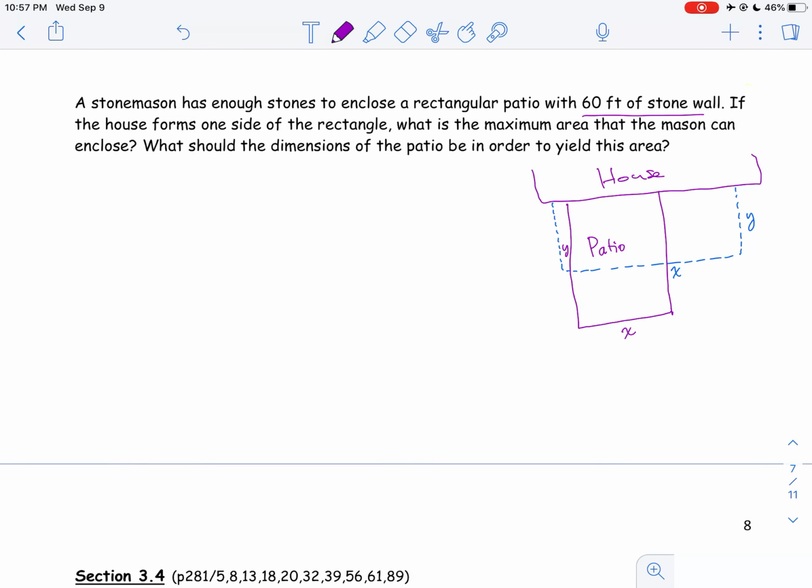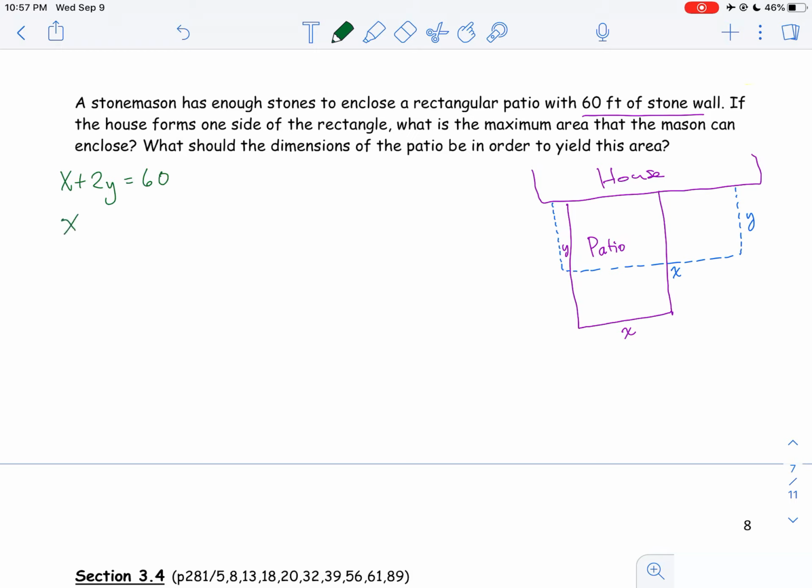With the 60 feet of stone wall, I see we have two things here. I have a restriction that I don't know what x and y are, but regardless of which patio I use, I can take x plus 2y, and that can equal 60. It can't be more than 60. And this is nice because it then gives me a chance to relate x and y together.